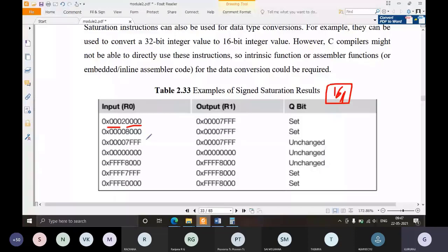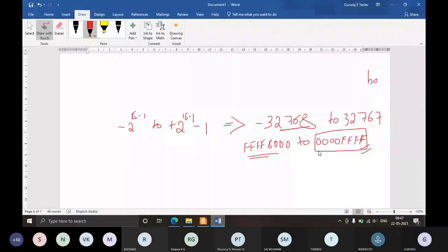No, this is not within the range. See, the maximum value is this one. Okay, sorry, this is 7F. So 32,767. So it is 7F. So 0, 0, 0, 0 followed by 7F, F, F. So you can check this in a calculator. So it is F, F, F, F. So this is what 32,767 will be.